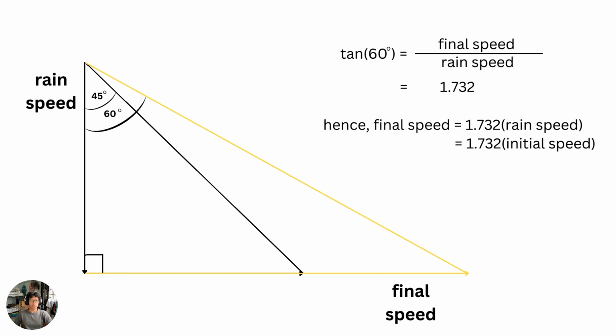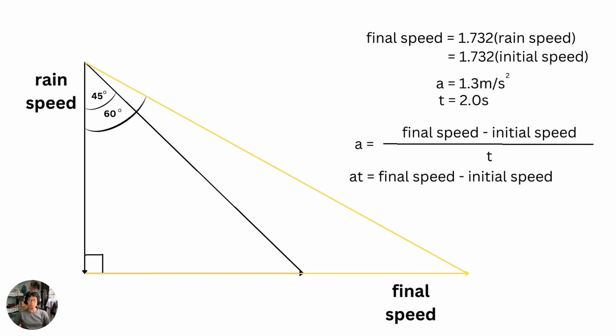Okay. So when the angle changed to 60 degrees, tangent 60 degrees, opposite over adjacent, final speed over the rain speed, we get tangent 60 degrees, which is 1.732 to 3 decimal places. So now we know that once we move the equations here and there, we can find out that the final speed is equal to 1.732 multiplied by the rain speed. So it's 1.732 times the rain speed. So that is equal to 1.732 of the initial speed, as they're both the same thing.